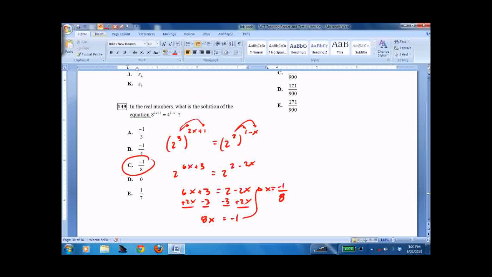This is a good one where you can actually use your calculator. You can plug that back in and see if you get the same answer for both sides. And you should.